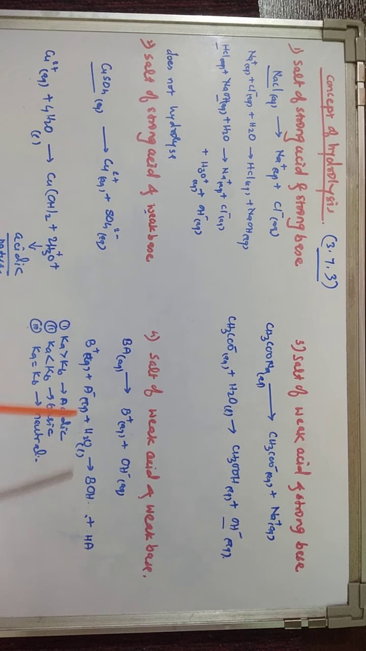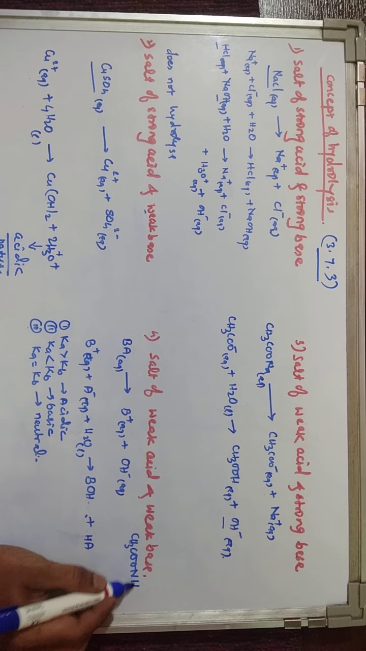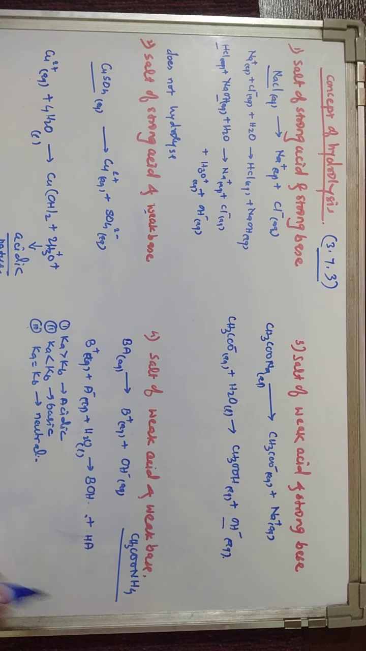Okay, now the last is hydrolysis of salt of weak acid and weak base. That means the salt which is derived from weak acid and weak base. Example, last time we have just seen the example of CH3COONH4. This is a salt of weak acid and weak base. Here weak acid is acetic acid CH3COOH and the weak base is NH4OH. Now here we are considering a salt BA, which is derived from weak acid and weak base.